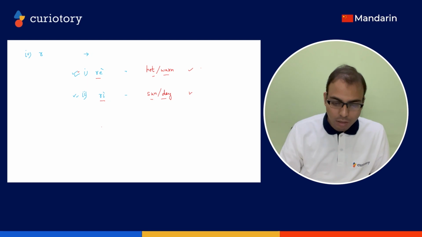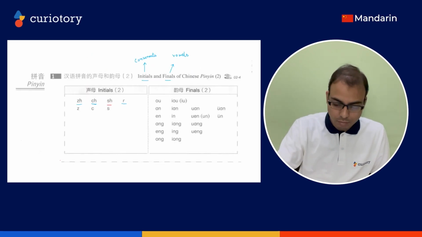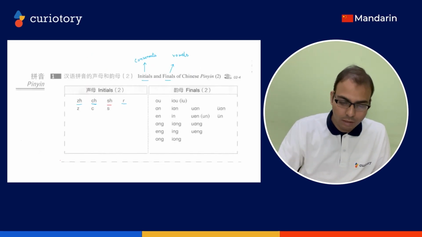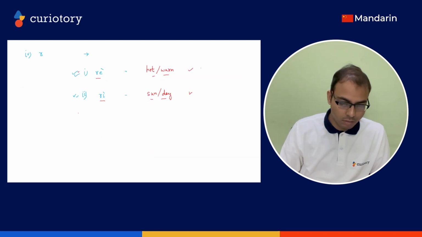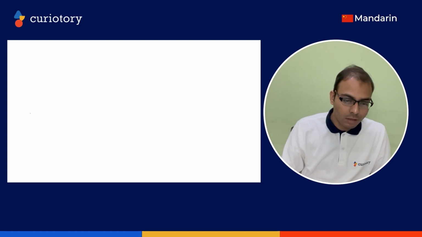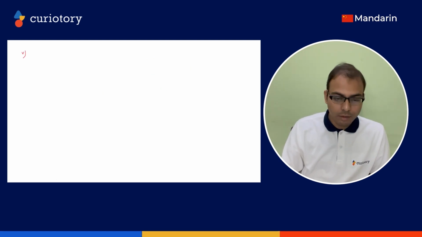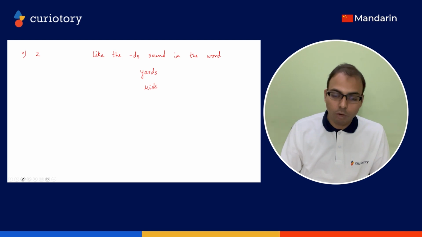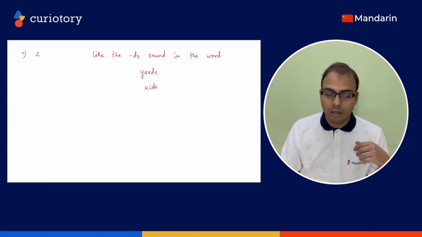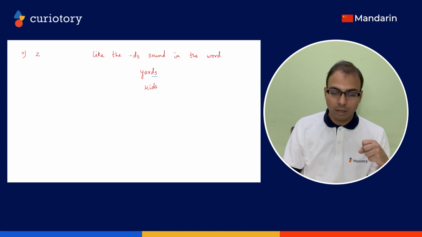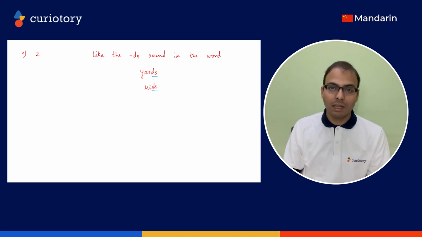Now let's get back to the fifth initial, which is Z. So what is the rule about Z? It should be pronounced like the TS sound in the word yards or kids. It is saying that Z is pronounced like the TS sound in the word yards or kids.